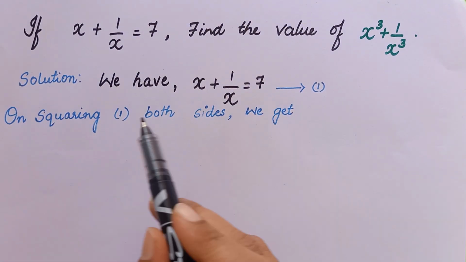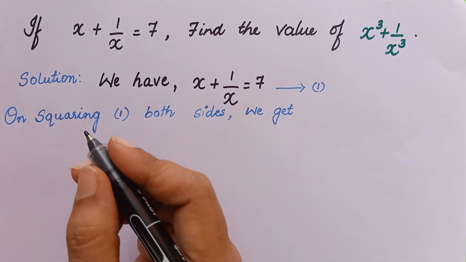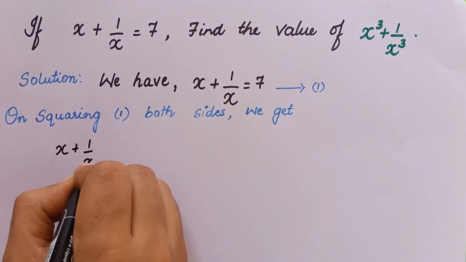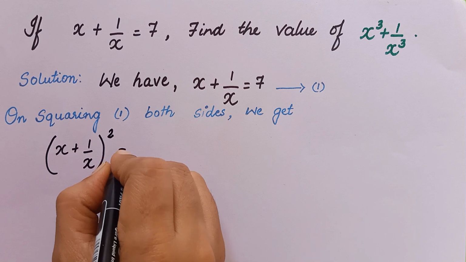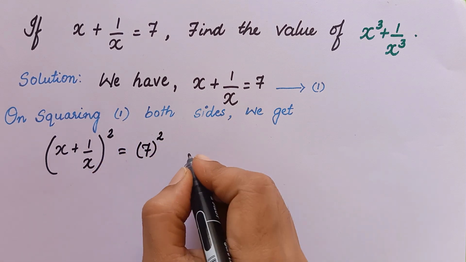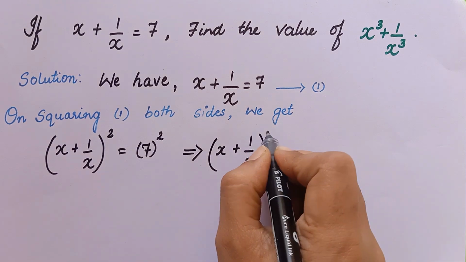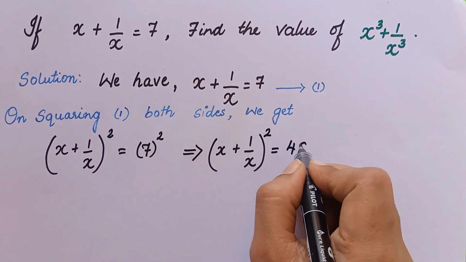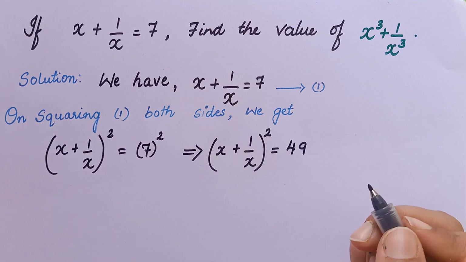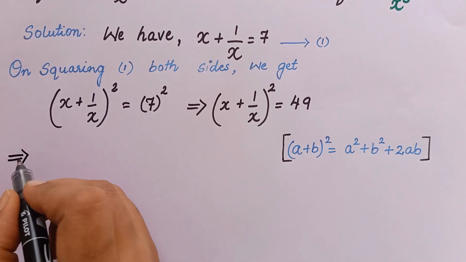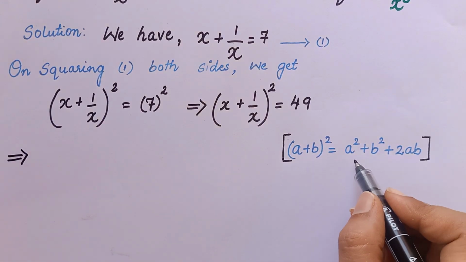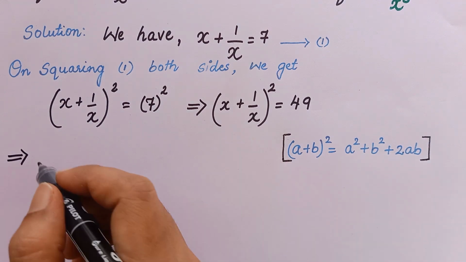On squaring 1 both the sides, we get x plus 1 by x whole square equals 7 square. We get x plus 1 by x whole square equals 49. So we can expand the LHS using the identity, that is a plus b whole square equals a square plus b square plus 2ab, where a is x and b is 1 by x.